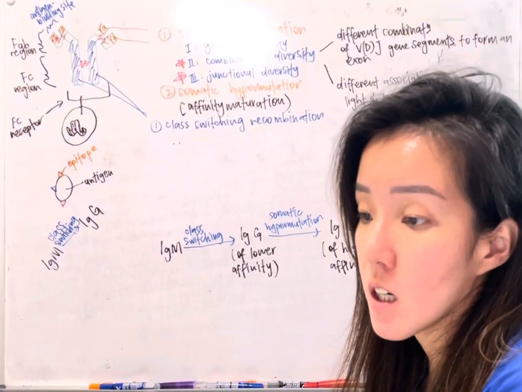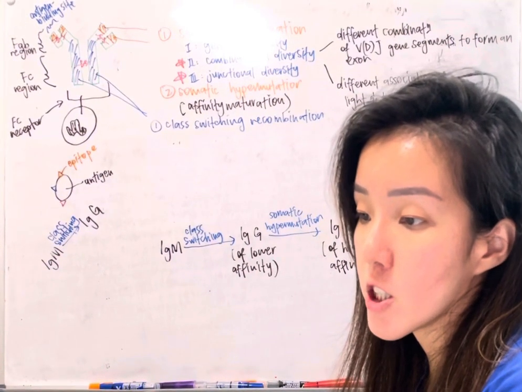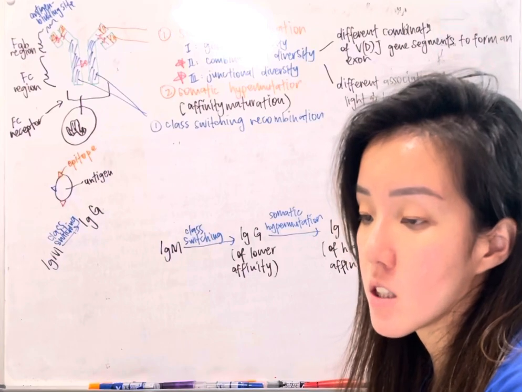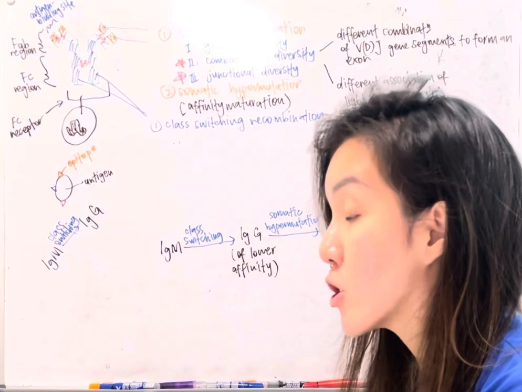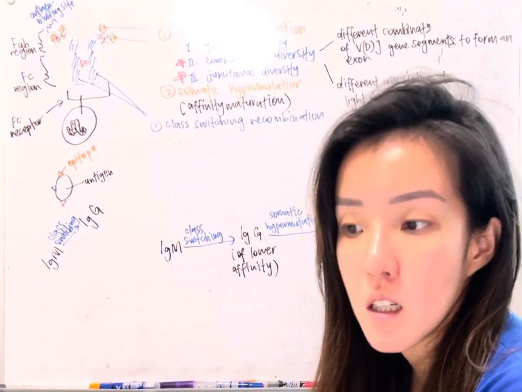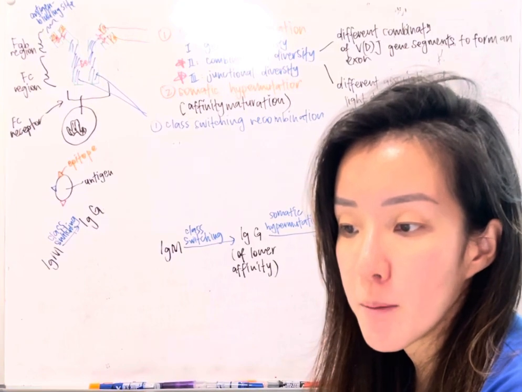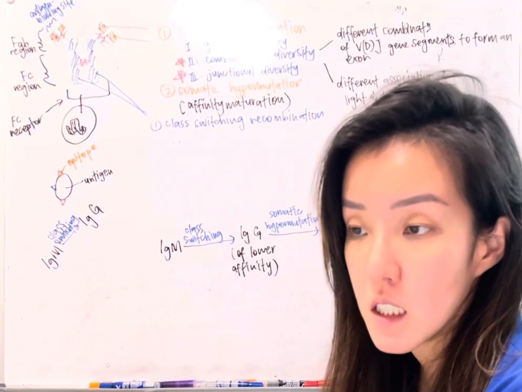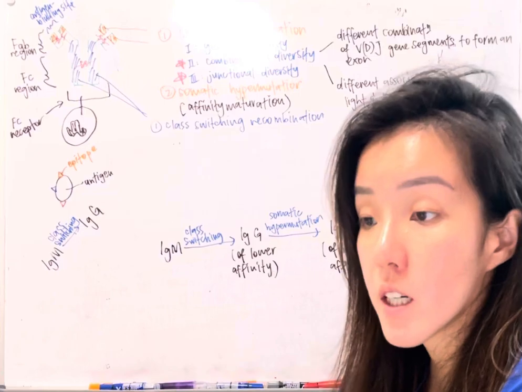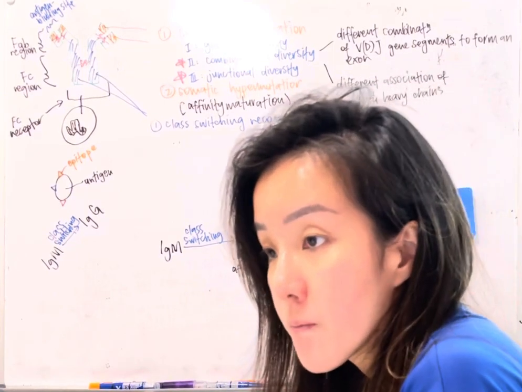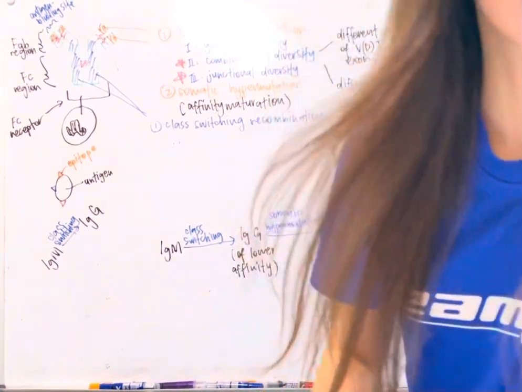Somatic hypermutation: highlight the word rearrange. VDJ gene segments rearrange, VJ gene segments rearrange. Without the word rearrange, you will have no credit, because I already said hypermutation happens after recombination. Okay? Alright, anyway, can I continue?